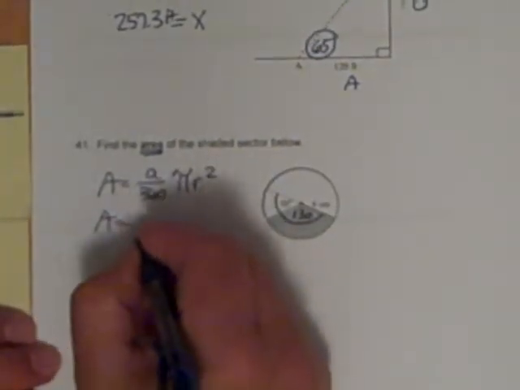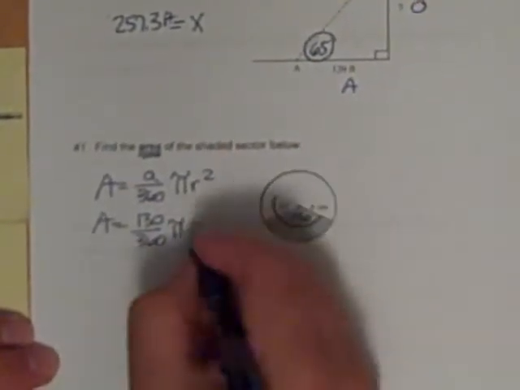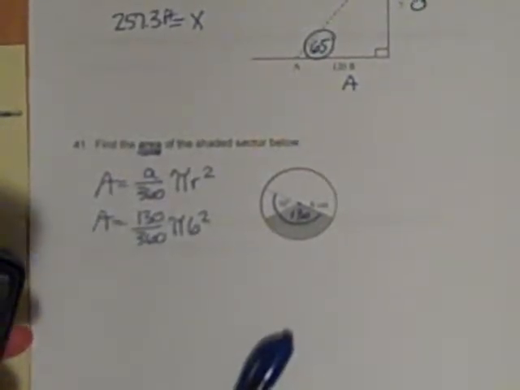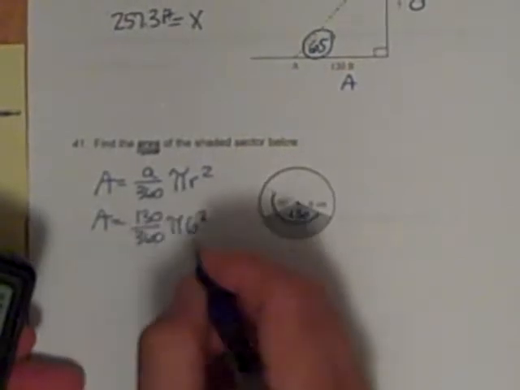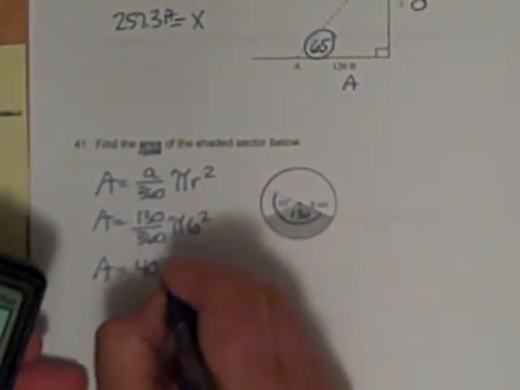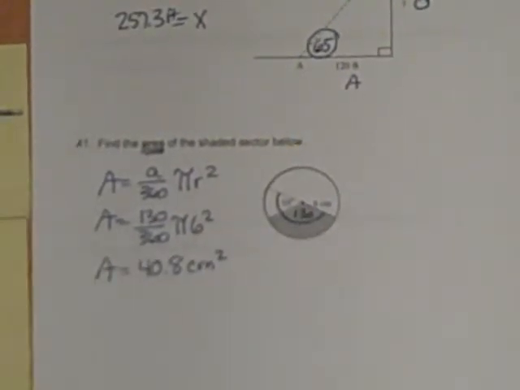So A equals 130 over 360 pi, and this time we've got 6 for the radius squared. Calculator, 130 divided by 360 times pi times 6 squared, 40.8. So the area equals 40.8 square centimeters. That's 41.